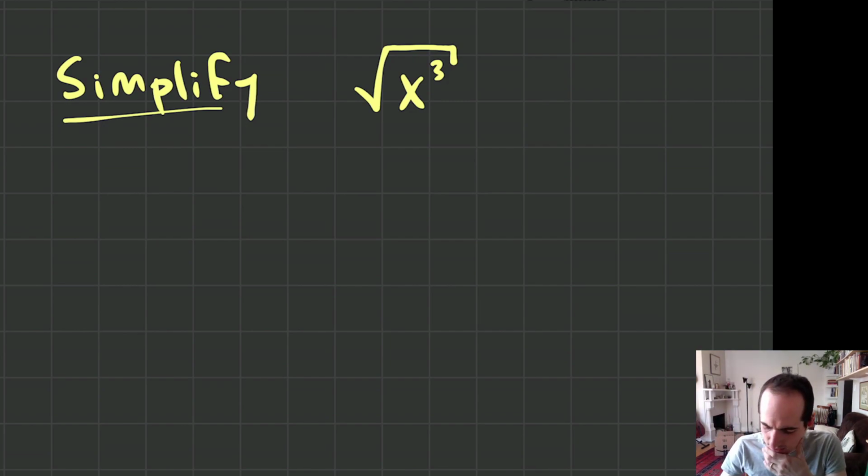Okay, so let's simplify this. The first thing that I'm going to do is think about what my index is. What's the index on my radical here? And that would be 2. Okay, so that's 2 right there.